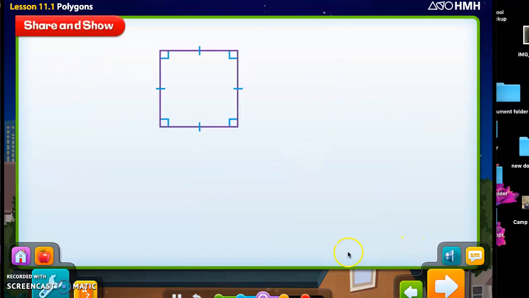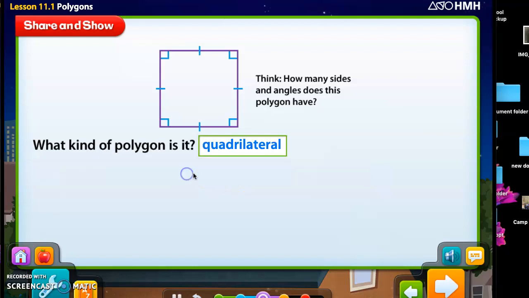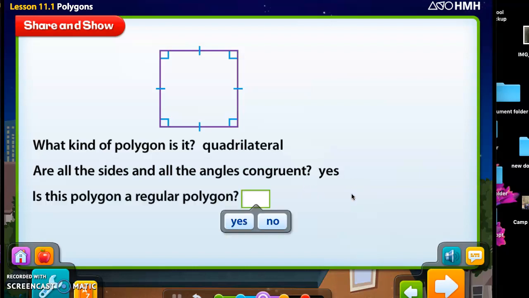Name and classify this polygon. Think, how many sides and angles does this polygon have? What kind of polygon is it? Correct. It's a quadrilateral. Are all the sides and all the angles congruent? Correct. All the sides and all the angles are congruent. Is this polygon a regular polygon? Correct. This is a regular polygon.